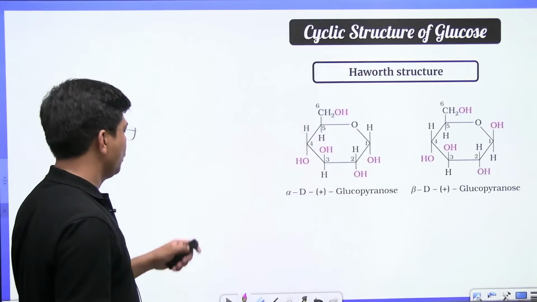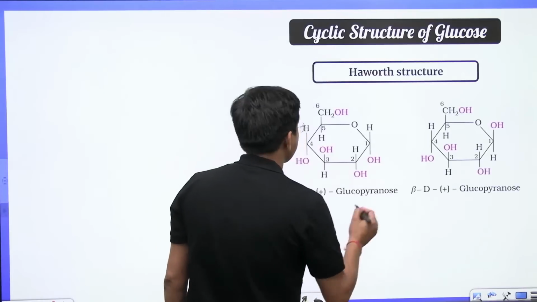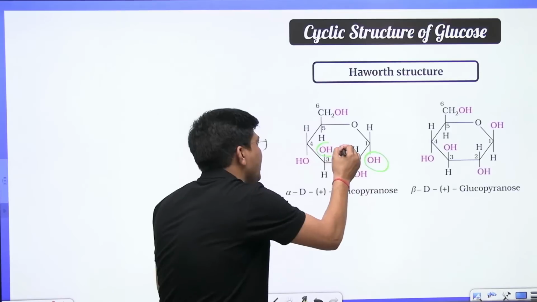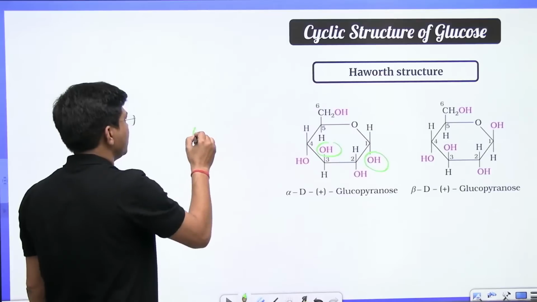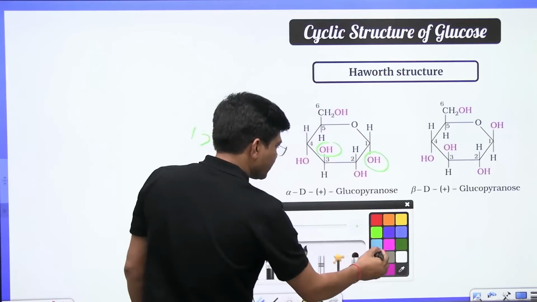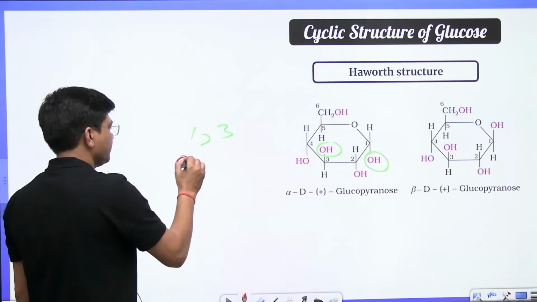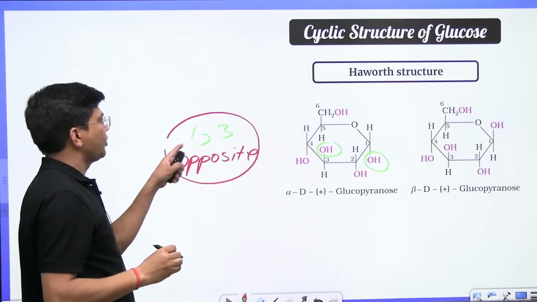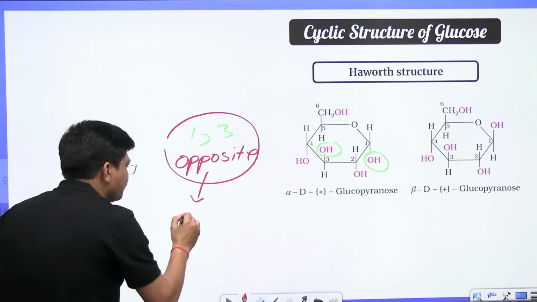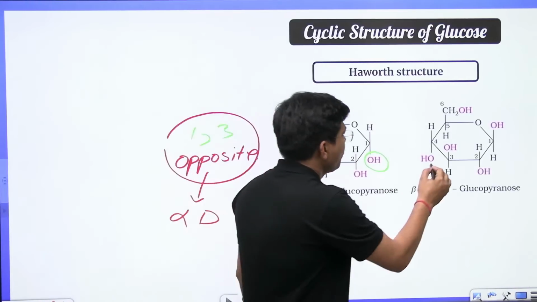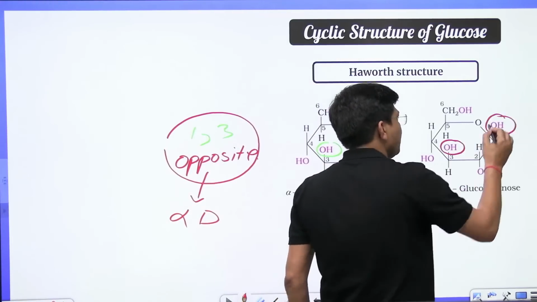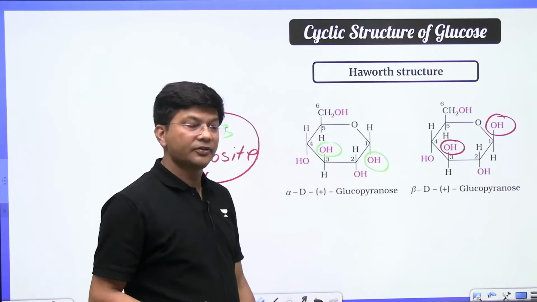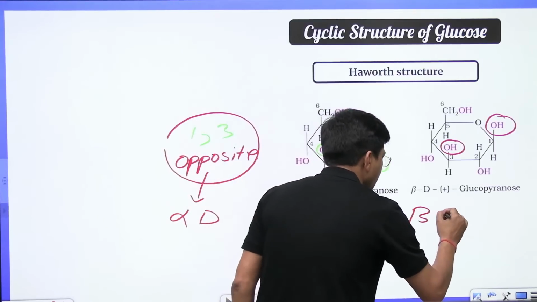Now see, the Haworth representation, what I have told you. Here the first carbon OH and third carbon OH are on the opposite side. What do you call it? Just let me know in the chat section. First and third carbon OH are on the opposite side, you are going to say they are alpha D glucose. And see over here, first and third carbon OH are on the same side. You are going to get beta D glucose.